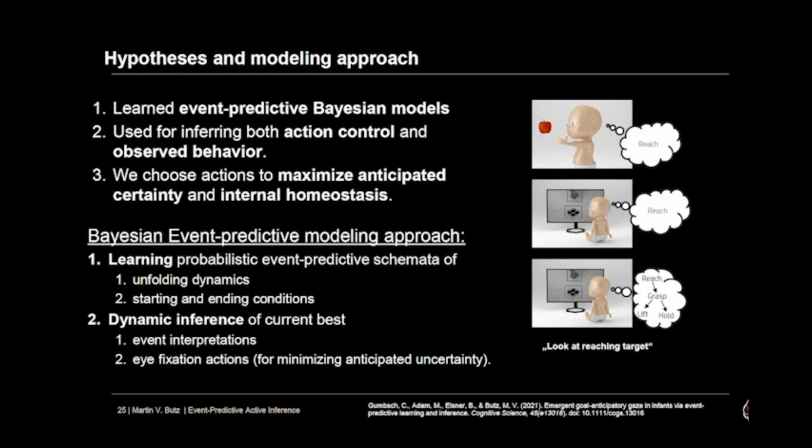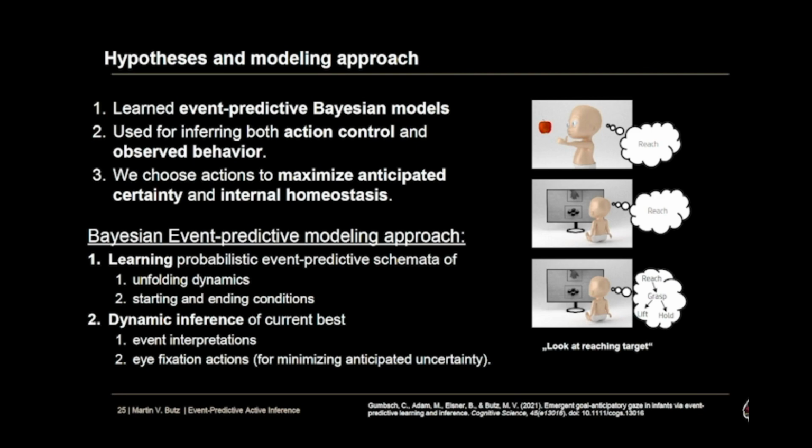Let me jump a little bit in the interest of time. We can model this with a dynamic Bayesian event predictive model, giving learning event predictive Bayesian models first, essentially by neural networks that predict densities. And then we use it to infer both the action control and the observed behavior. So essentially we infer first what the hand seems to do. For example, if I see this hand and this object, the system, once it has learned, will infer that the hand will be reaching for this object.